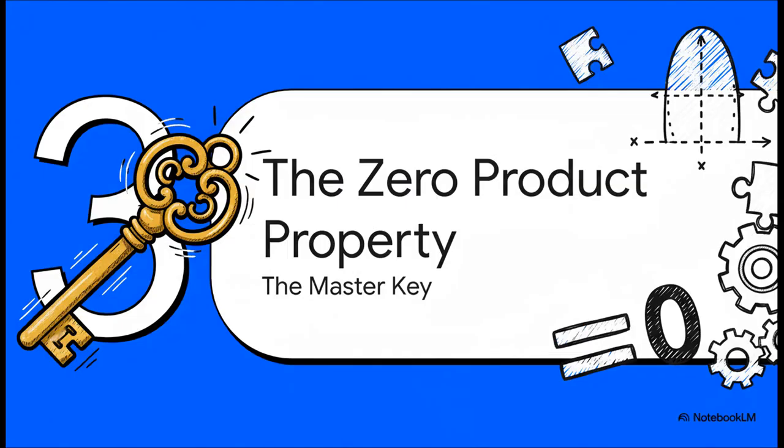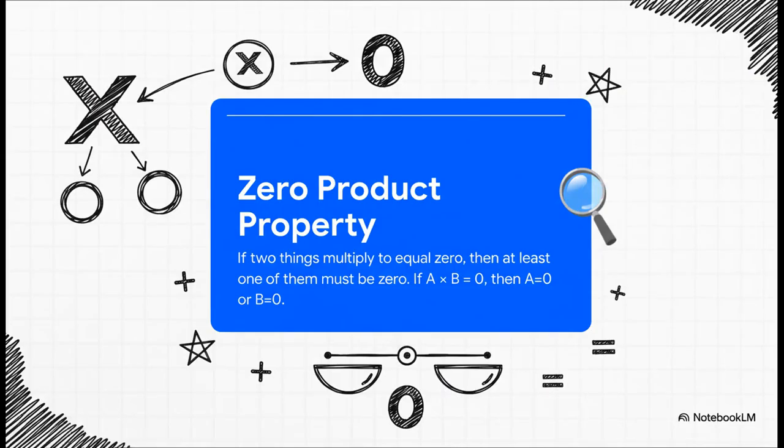Now, factoring is cool and all, but the real goal is to solve the equation. And for that, we need the master key that unlocks the final answer. This key is called the zero product property, and it's so simple but unbelievably powerful. All it says is this: if you multiply two things together and the answer is 0, well then one of those two things had to be 0. There's just no other way to get 0 when you multiply.